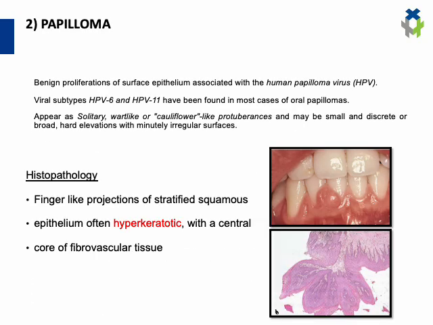Next is the papilloma, a benign proliferation of surface epithelium associated with human papillomavirus. Viral subtypes HPV-6 and HPV-11 have been found in most cases of oral papilloma. It appears as a solitary wart-like or cauliflower-like protuberance and may be small and discrete or a broad, hard elevation with a minutely irregular surface.